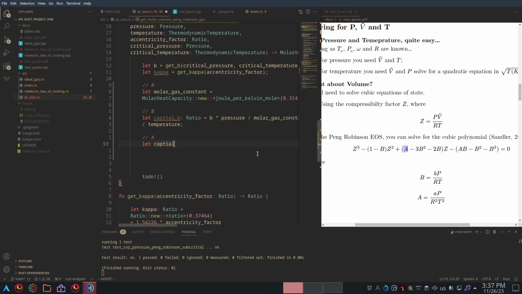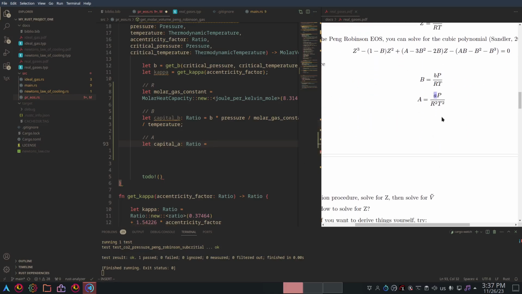So capital A is a ratio. By doing this, I am enforcing the type to be ratio. Otherwise, it will not compile. So I'm not using Rust type inference; I am specifying the types as is. So it's aP over RT, aP over R squared T squared.